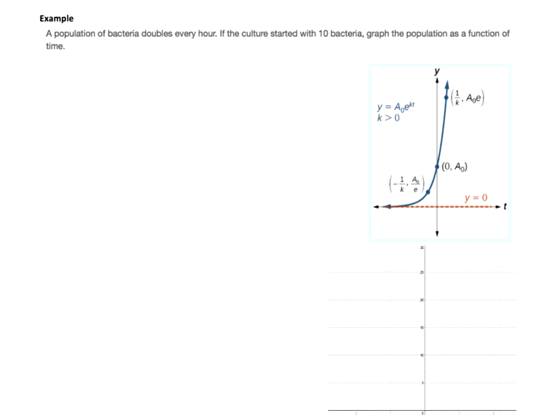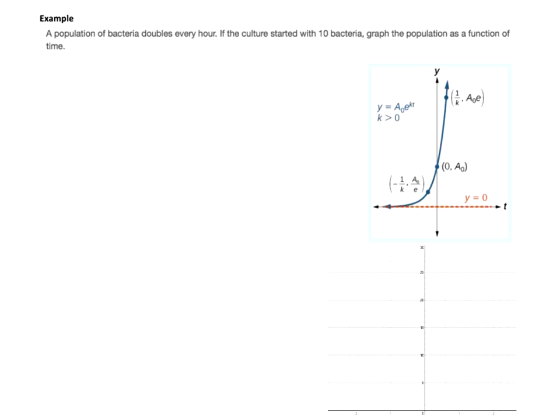Okay, and I apologize before I get started on this particular problem. I forgot to include a graph on your set of notes, so you'll just want to hand draw in a graph near this problem on your physical set of note sheets. But let's go ahead and get working with this particular problem. So we're told that we have a population of bacteria that doubles every hour. If the culture started with 10 bacteria, graph the population as a function. Well, we have to have the function to actually graph to begin with.